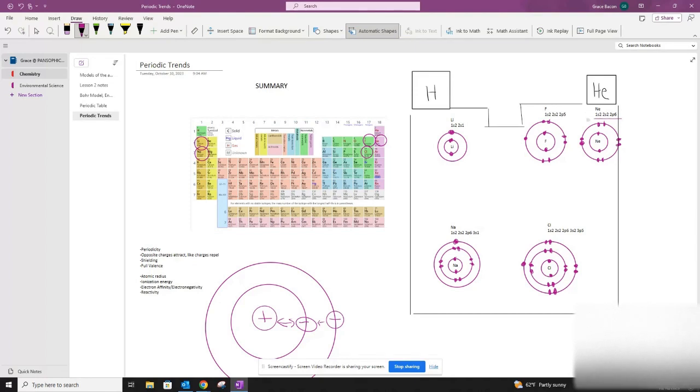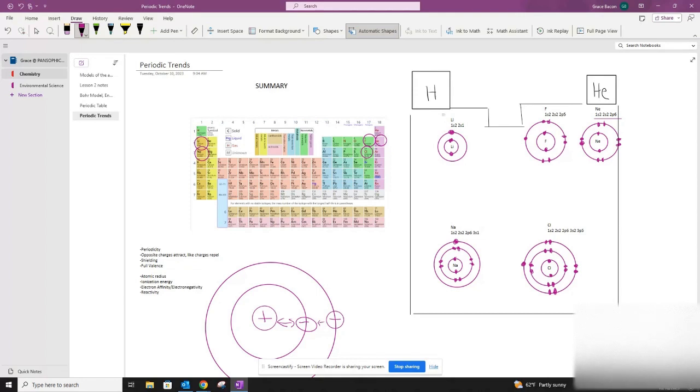It has filled the 1s orbital, because the s orbital can hold 2 electrons, and it's filled the 2s orbital, which can hold 2 electrons, and it's filled the 2p orbital, which can hold 6 electrons. So it has 8 electrons in its second energy level, 2 in the s, 6 in the p, and so it's very stable. It's got all the electrons it wants.